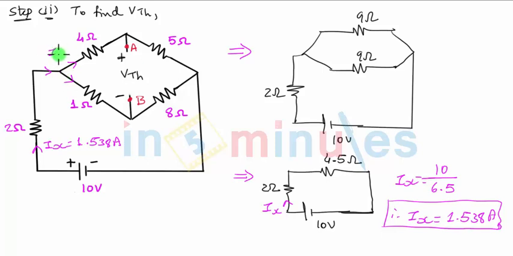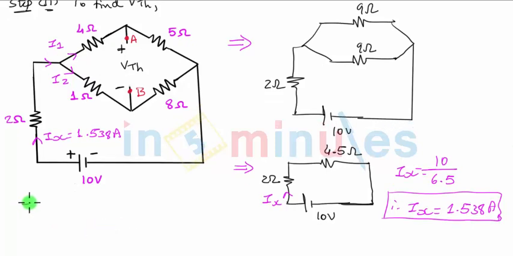So let me call these two different currents I1 and I2. But if you carefully observe, both the branches have the same resistance. 4 plus 5 is 9 ohm, as we had already done here, and 1 plus 8 is also 9 ohms. So Ix will split into two equal current values. In simple words, I1 will be equal to I2, that will be equal to Ix by 2, and Ix is 1.538, by 2 is going to be nothing but 0.769 amperes. And now I can easily find out VTH.